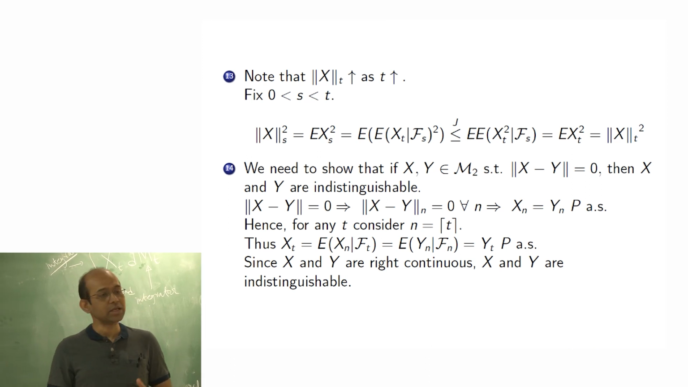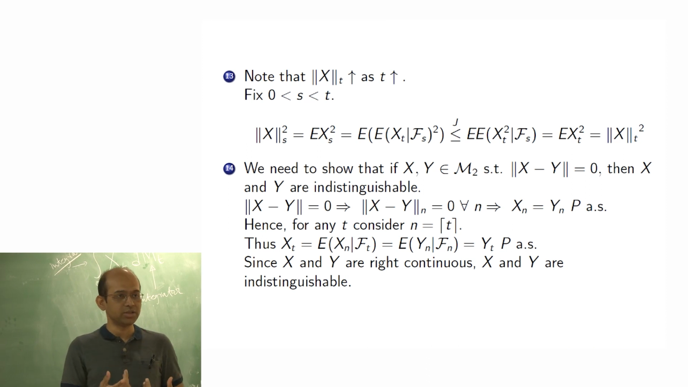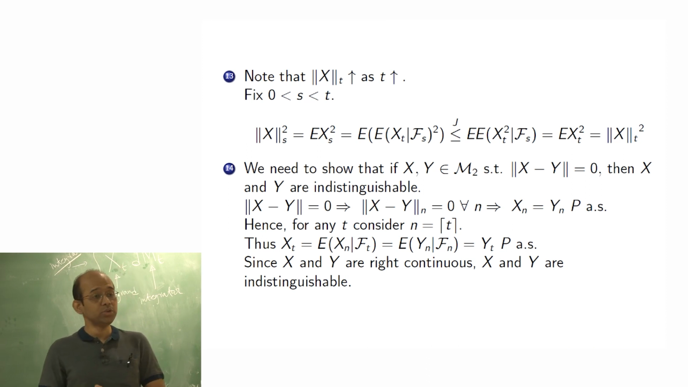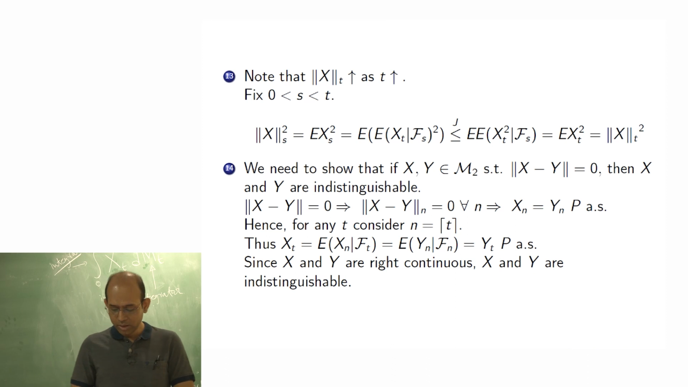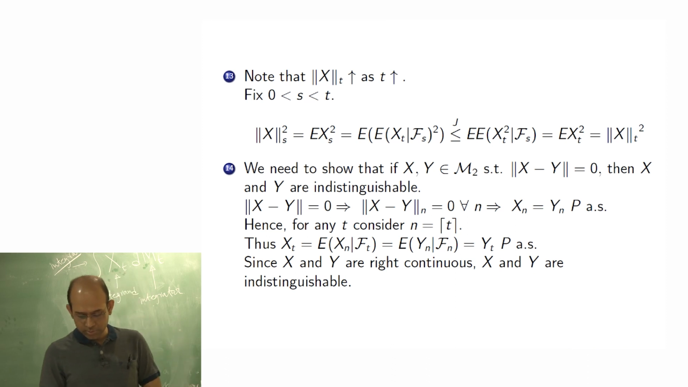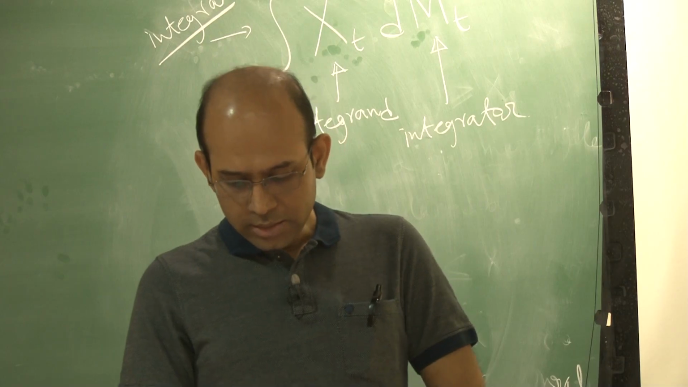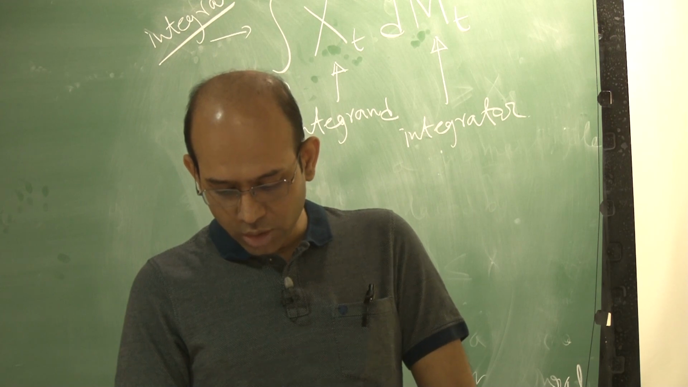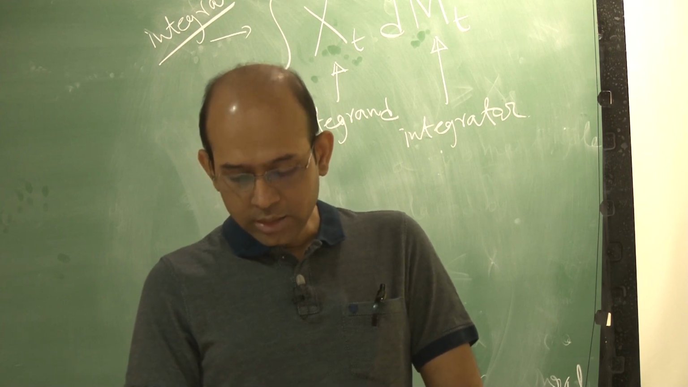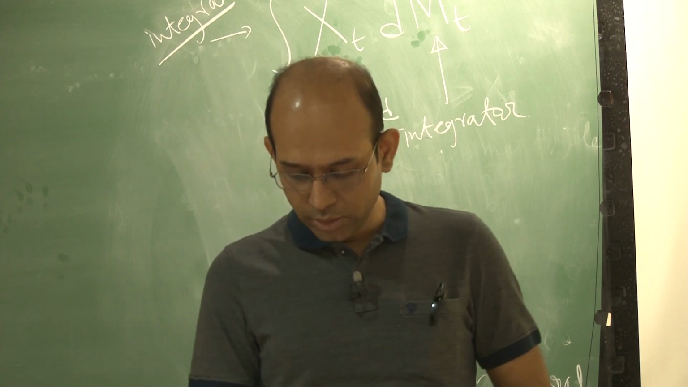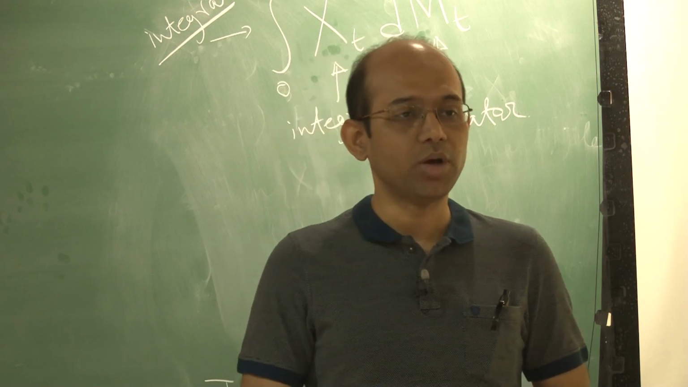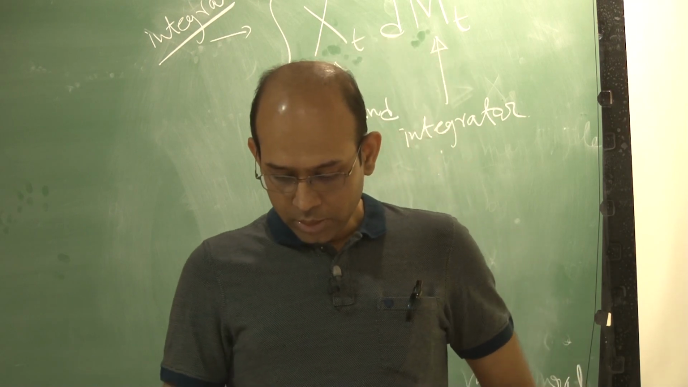That means x and y are modifications or versions of each other, but we need to prove they are indistinguishable. However, we have the extra information that x and y are right continuous. Since x and y are right continuous, we get that they are indistinguishable also. Fine.